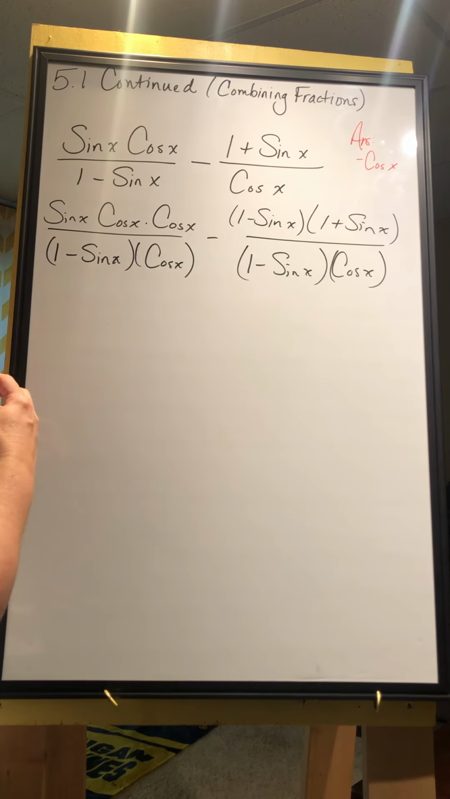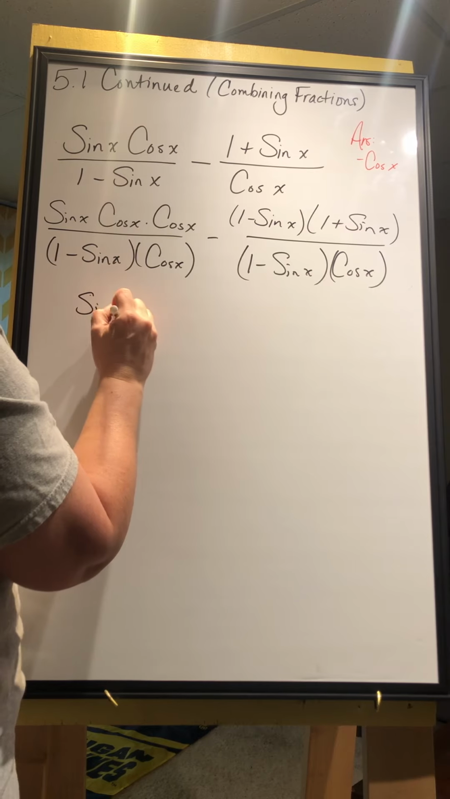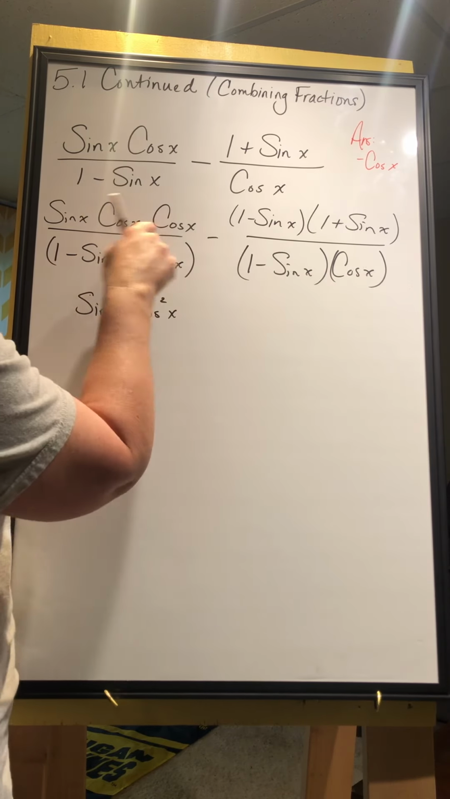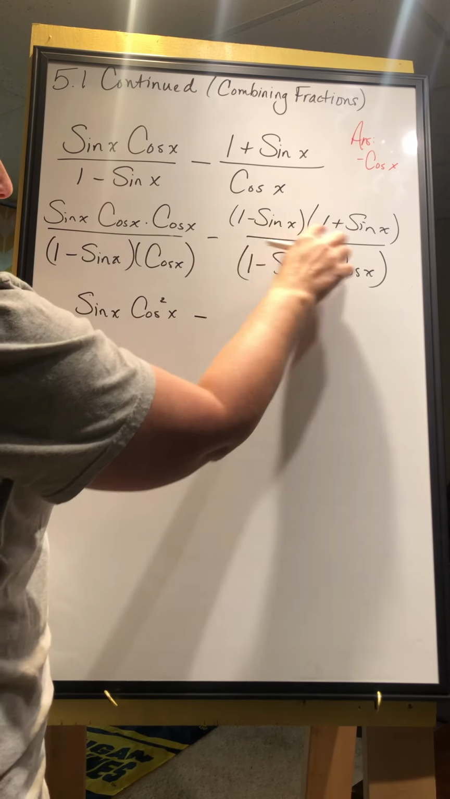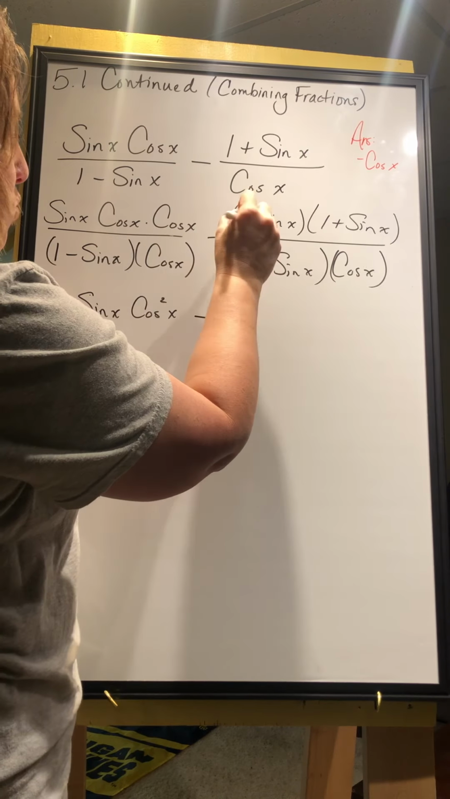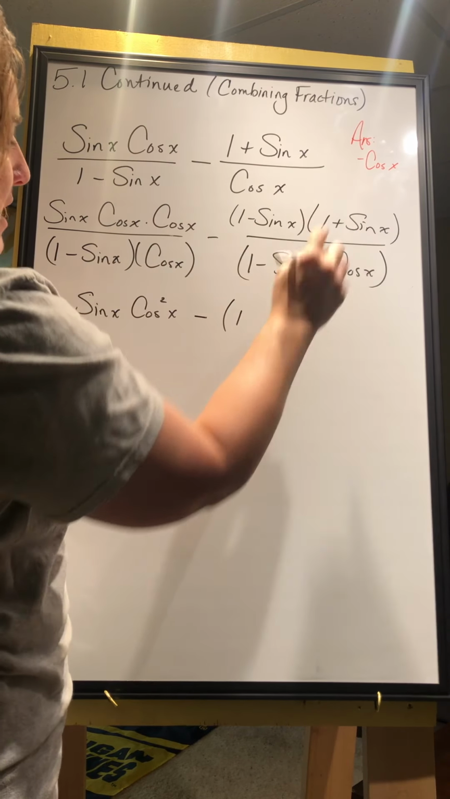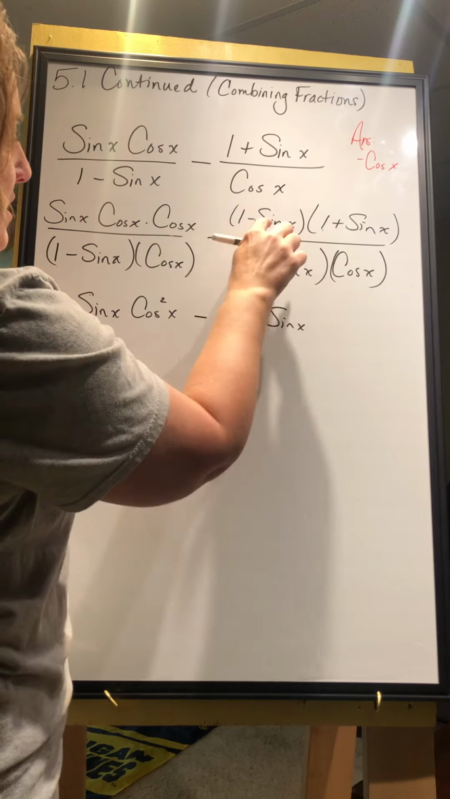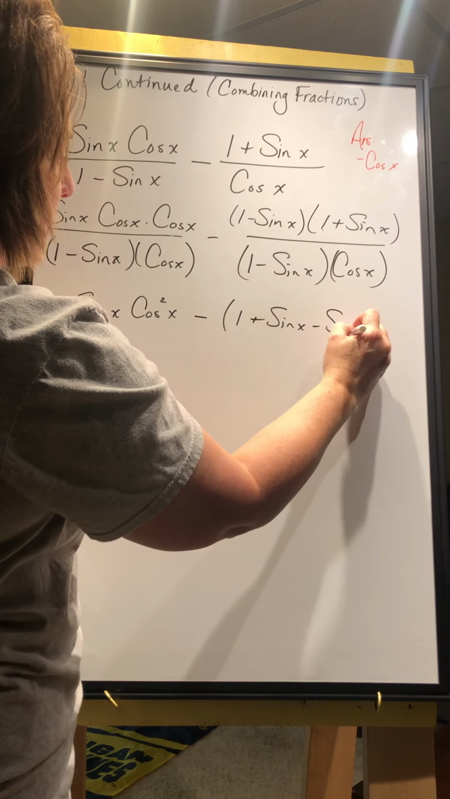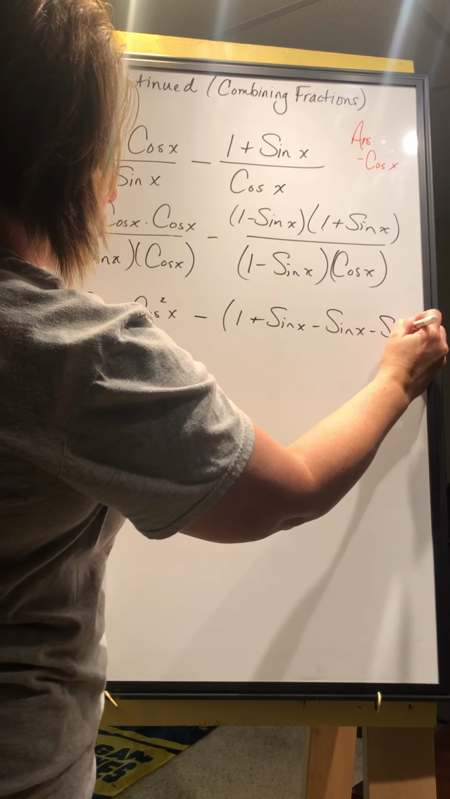But if we simplify this and combine these two into one fraction, let's see if we can find some shortcuts or find some identities that we could replace with. So here we have a sine x cosine squared x, minus, I'm going to multiply these together. The way that you're going to do that is by FOILing. So I'm going to take 1 times 1. This has to be in parentheses. So 1 times 1 is 1. 1 times a positive sine x is a positive sine x. Negative sine x times 1 is a negative sine x. And negative sine x times a positive sine x is a negative sine squared x.